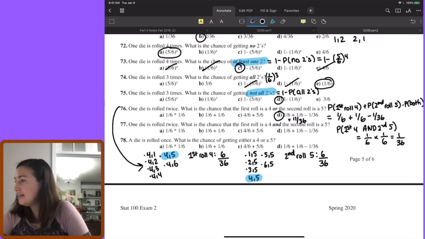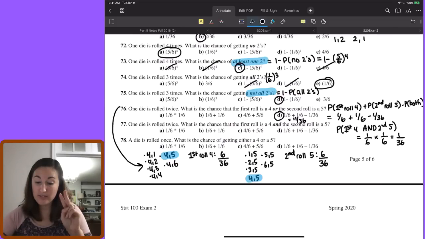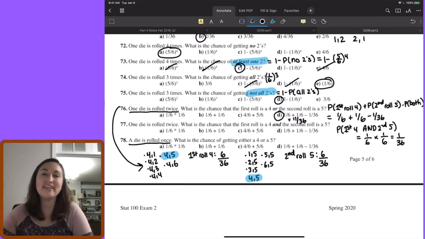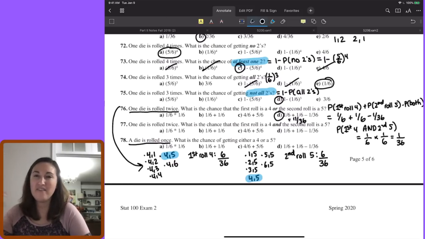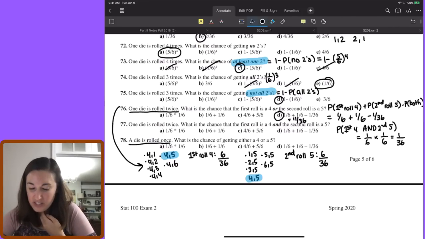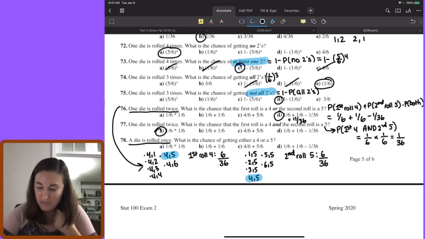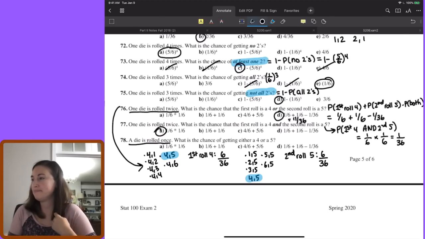Somebody said, but we're only rolling one die, right? So we're rolling one die twice for 76. For 78, though, a die is rolled once. So in 76, we're rolling twice, so you can get a 4 on the first roll and a 5 on the second roll. Not in 78, though. 77 says one die is rolled twice. What's the chance that the first roll is a 4 and the second roll is a 5? Oh, I guess we just found that out, right? Should be 1/6 times 1/6.